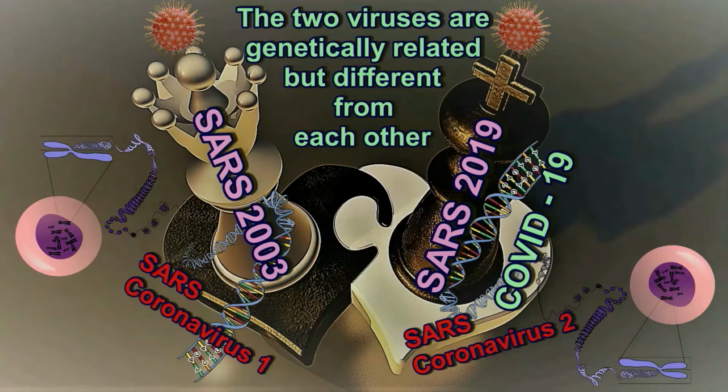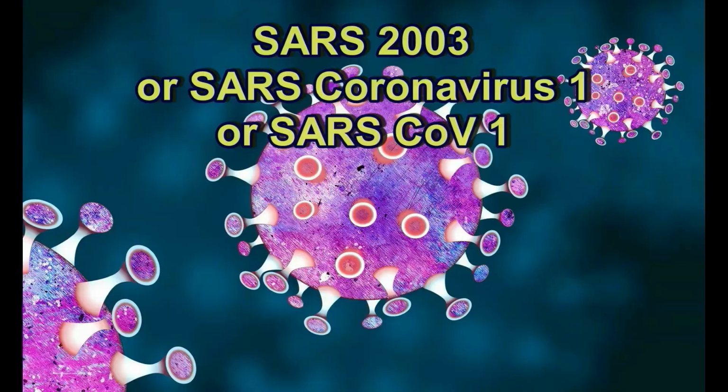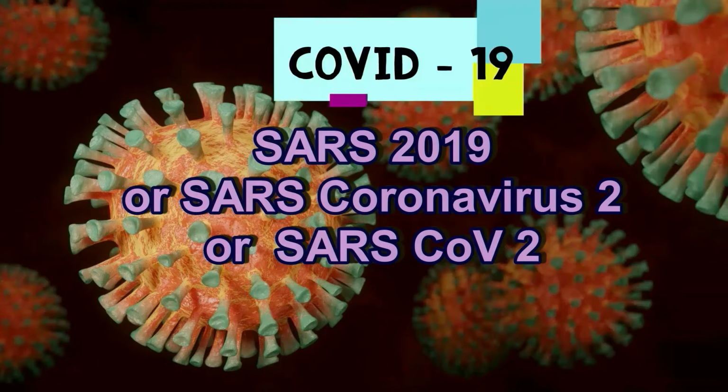Although these two viruses are genetically related, these two viruses are entirely different from each other. To differentiate these two SARS viruses, SARS virus of 2003 was named simply as SARS Coronavirus, or more specifically as SARS Coronavirus 1. And SARS virus of 2019 was named as SARS Coronavirus 2, and the disease caused by this virus is COVID-19.